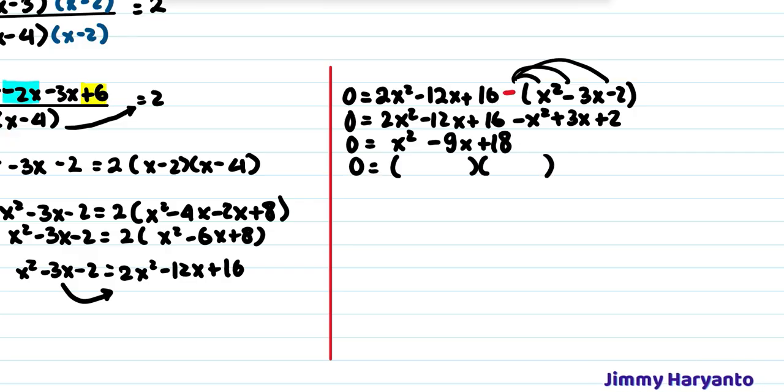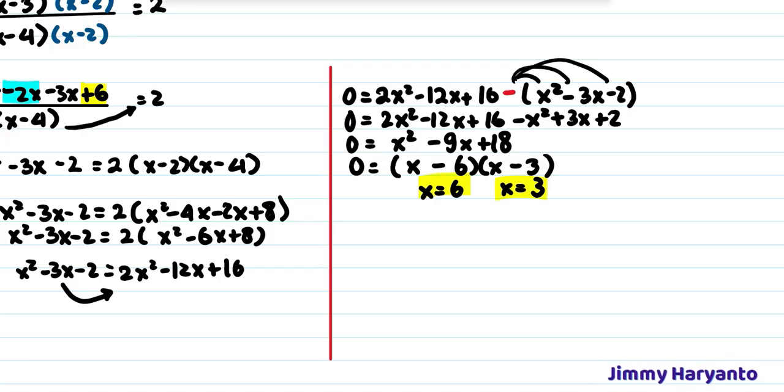Can we solve this? Oh no, I don't think... Oh, we can. 6 and 3. If you cannot find the numbers, just use the quadratic formula. So x equals 6 and x equals 3. There you go. This is the solution of this example question.